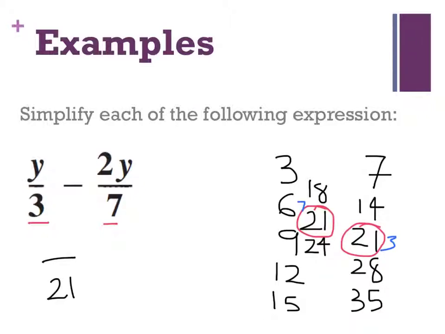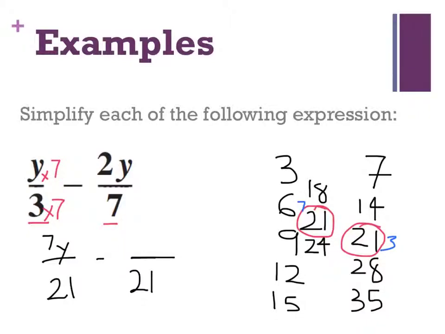21. Now, I'm not going to change the value of these. I'm just going to write an equivalent fraction with a new denominator. So if I've multiplied 3 by 7 to get to 21, what I do to the bottom, I have to do to the top. So it's going to become 7y.